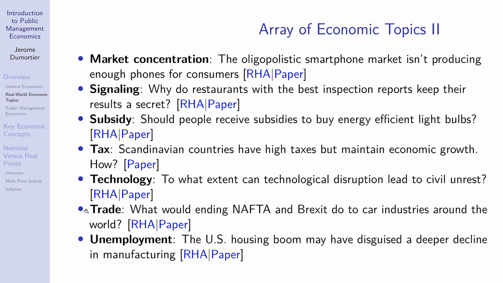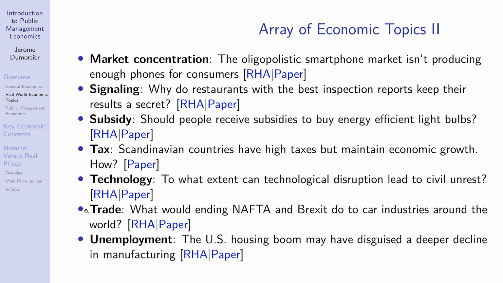The economists analyze market concentrations, such as the limited competition in the smartphone market, which may actually lead to not enough smartphones being produced, or put differently, to smartphones being very expensive. They examine what is called signaling, meaning that restaurants with excellent inspection scores sometimes prefer to keep them quiet.